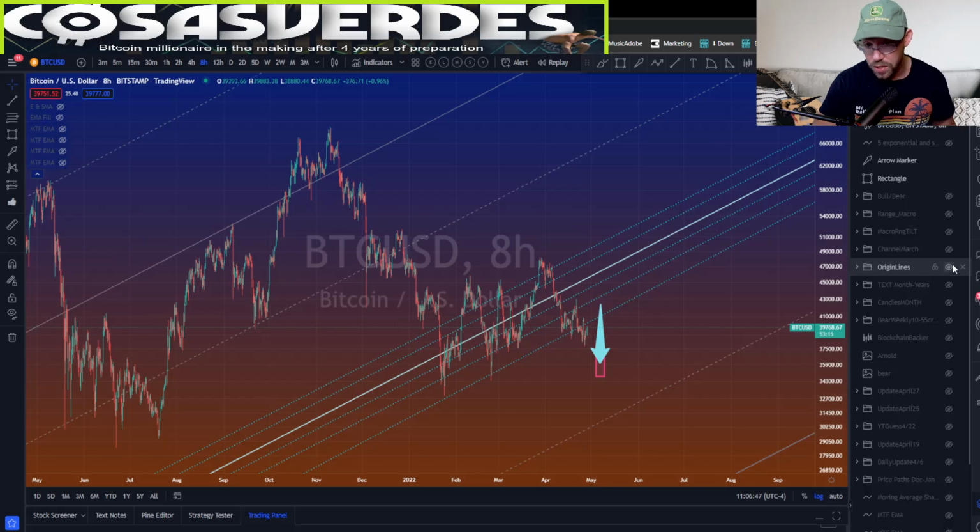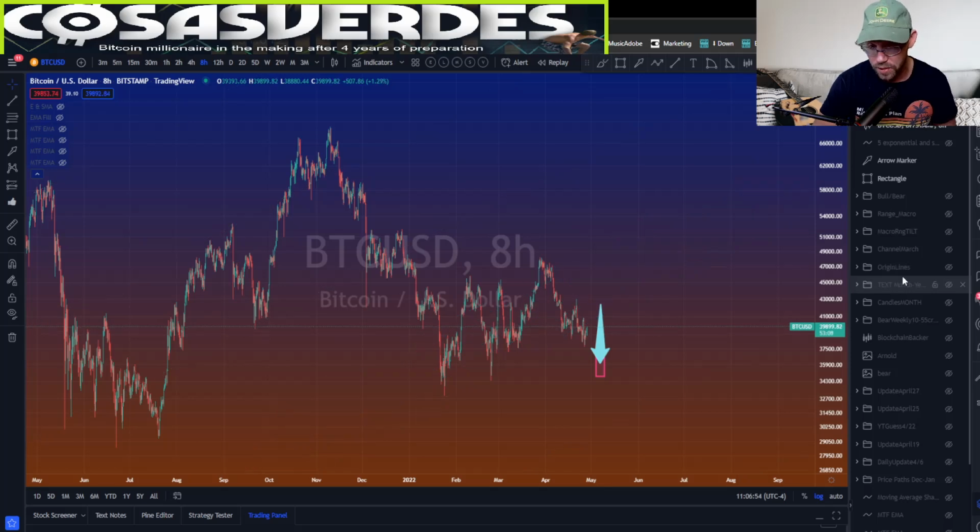But as of now, I will stick with that box around early May. That's where it's going to hit, between that $2,000 range. I think it's 34.7 to 36.7.